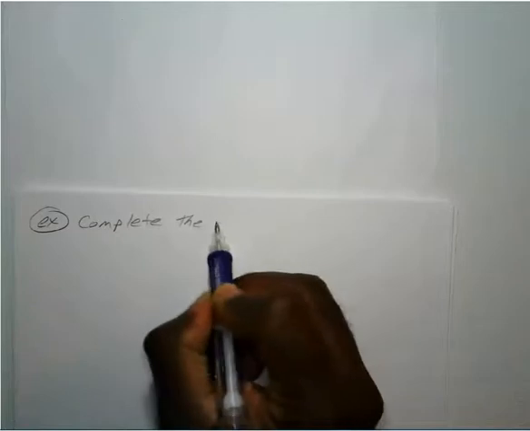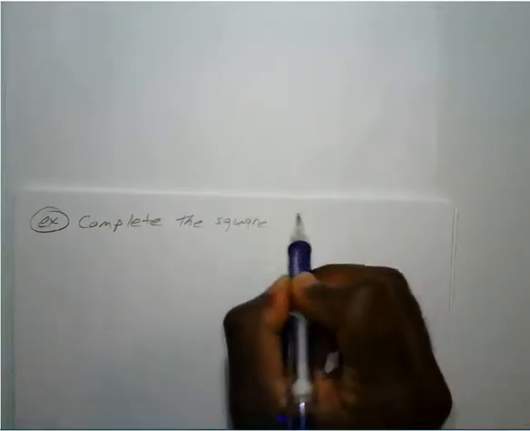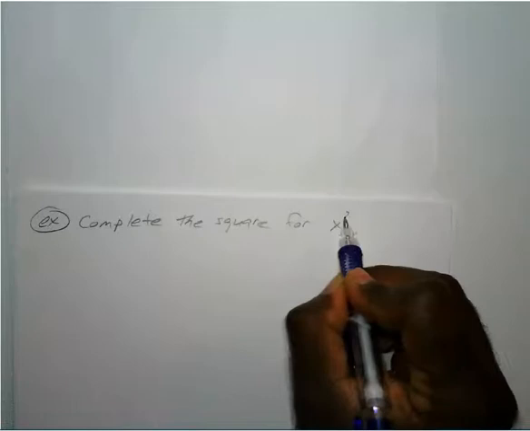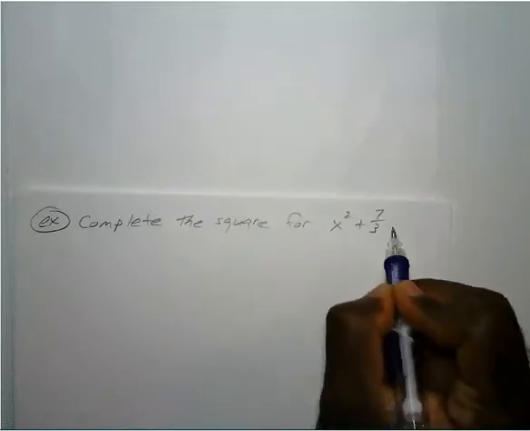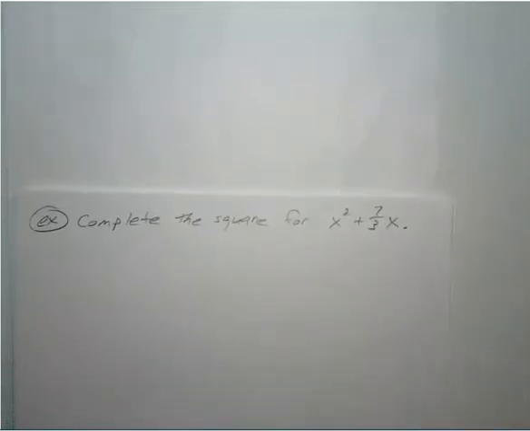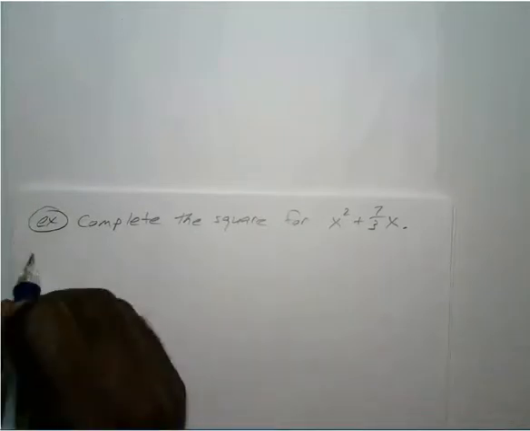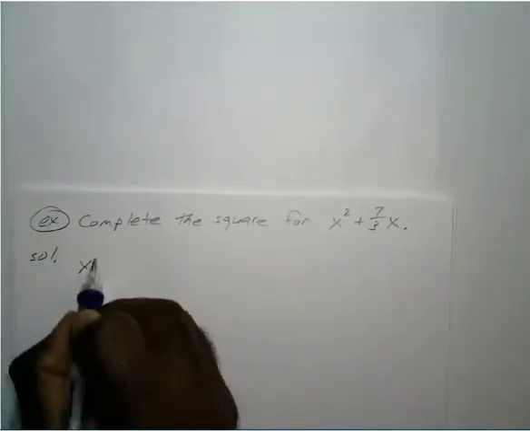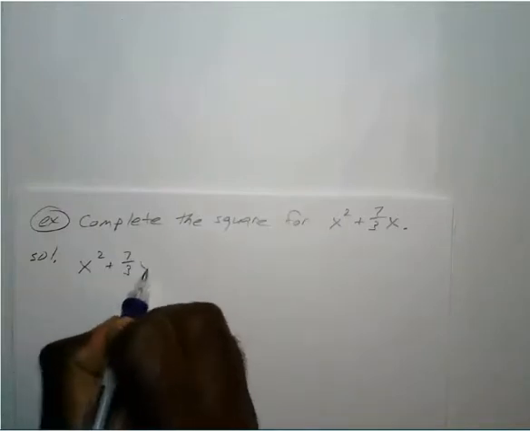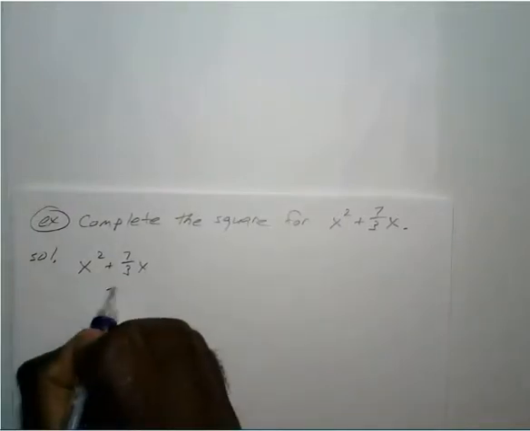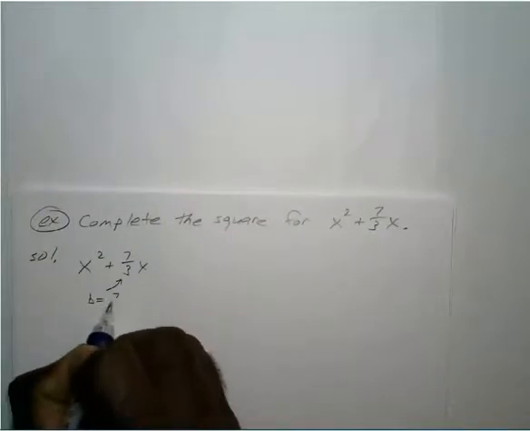Okay, so what if we wanted to complete the square for x squared plus 7 over 3x. Now this one is just a little bit different because your b is a fraction. I'm going to show you a little trick to dealing with that one. So you have x squared plus 7 over 3x. Okay, so we know in this case your b is equal to 7 over 3.